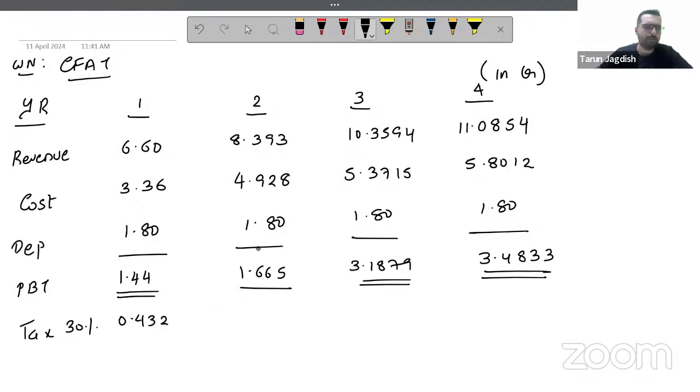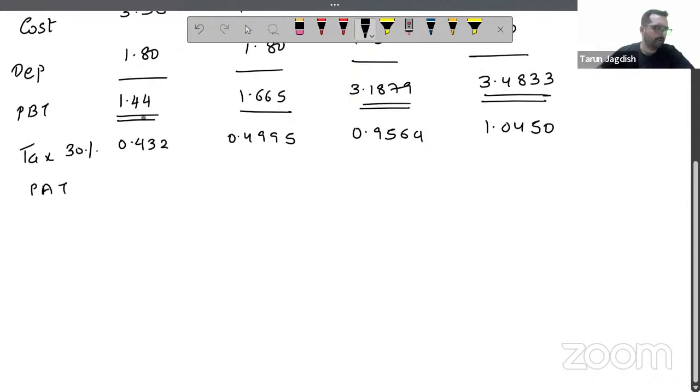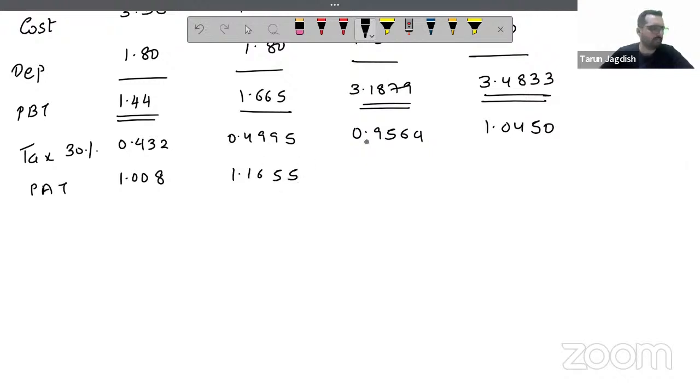So your tax is going to be 30%, 0.432, 0.4995, 0.9564 will come, 1.0450 will come. So from this, you can find out the PAT. The PAT over here will turn out to be 1.008, 1.1655, 2.2315, 2.4383. Once you get this, what will you do?